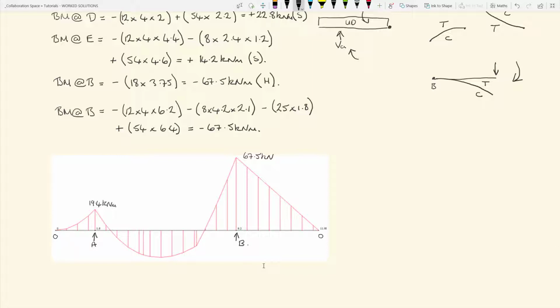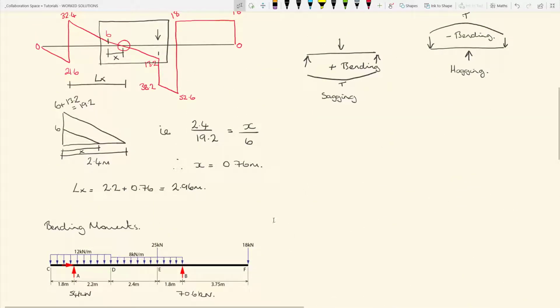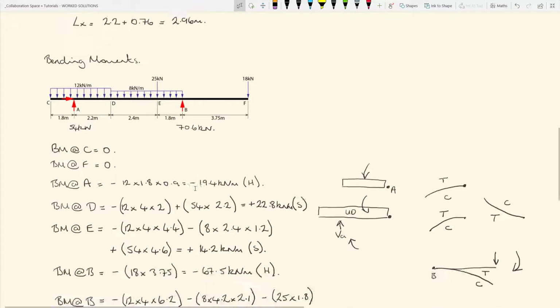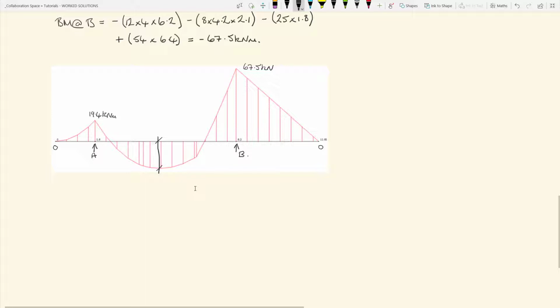And then looking at the bending moment diagram, I was talking earlier on about a maximum bending moment. So we have a maximum bending moment approximately midway between A and B, and we calculated that distance. If you recall, if I scroll back up, we calculated that distance Lx to be 2.96 meters from A. So we have a bending moment at a distance of 2.96 meters. That is the maximum bending moment, and we can calculate the value of that.